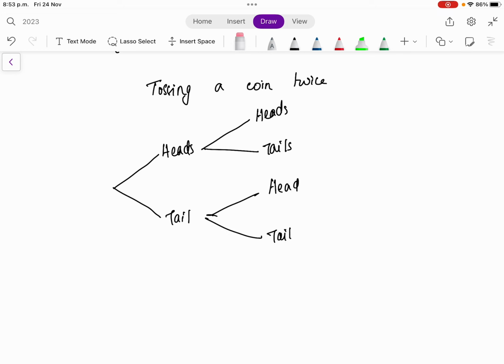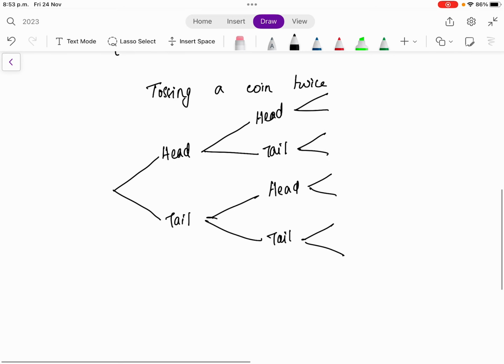Head or a tail. So this is a tree diagram to represent it. If I'm tossing it again, I will have 2 branches here. And you can write the probability. The probability of getting a head is 1 over 2. Again the tail is 1 over 2. Again here the head is 1 over 2, tail is 1 over 2, head is 1 over 2, tail is 1 over 2.